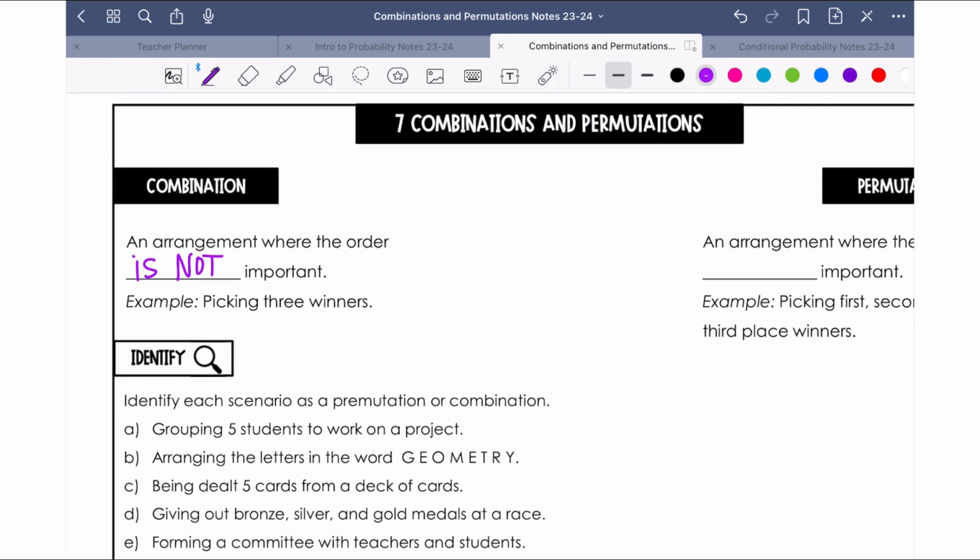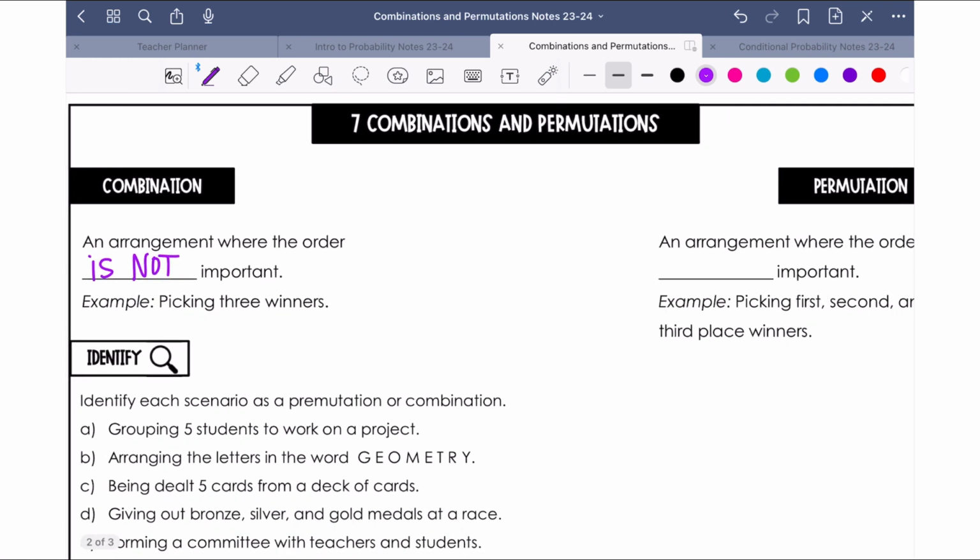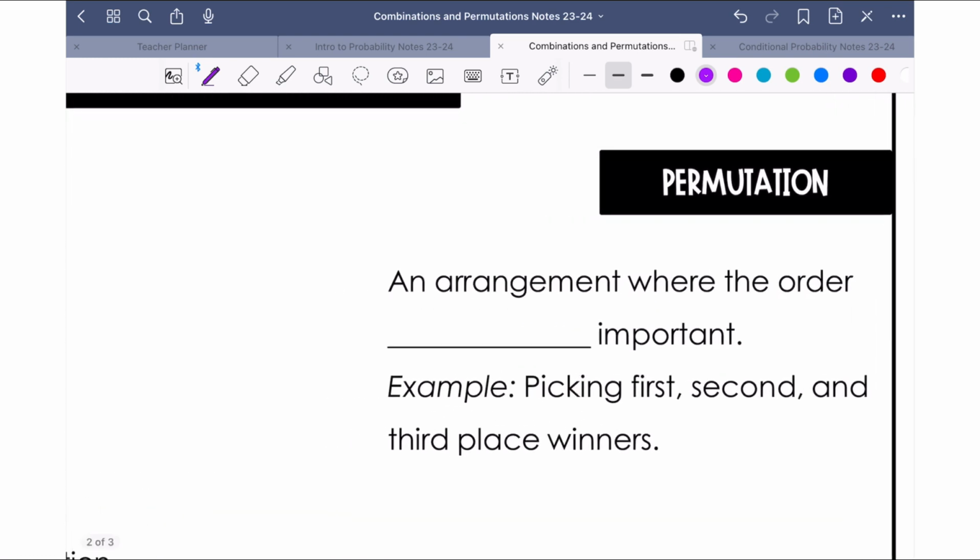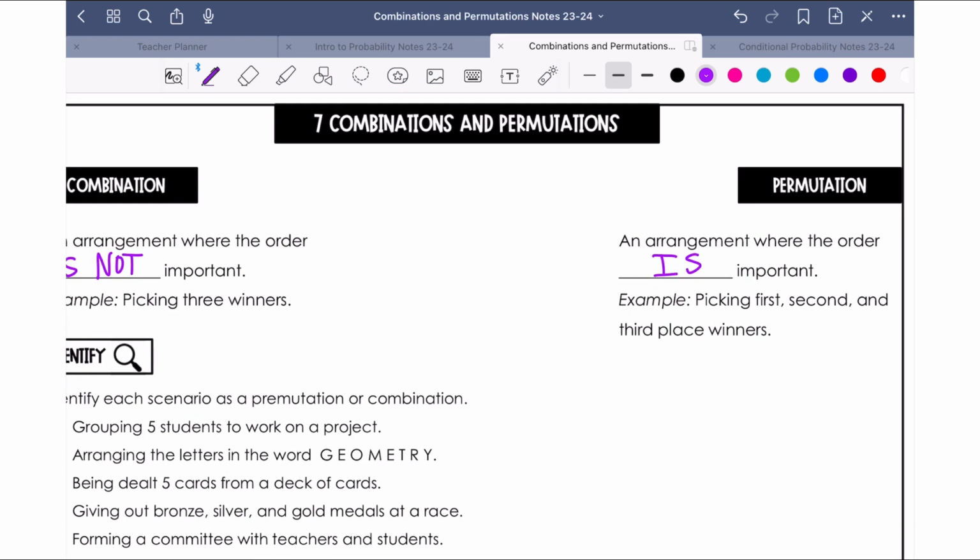And so a permutation is an arrangement where the order is important. This one is important. What's the example? For this one, it would be like if I was picking first, second, and third place winners. And this is different because first and second place are not the same. The order does matter. So that is the difference between a permutation and a combination.